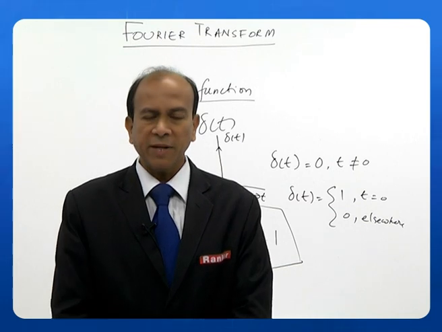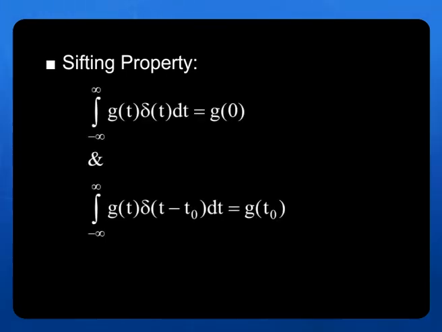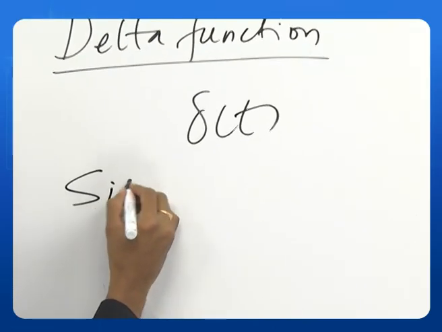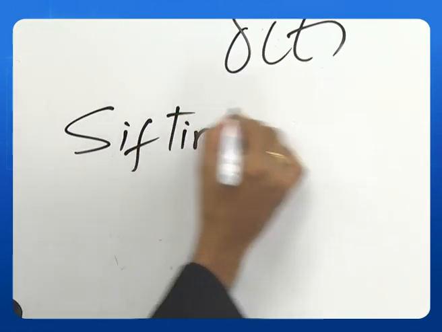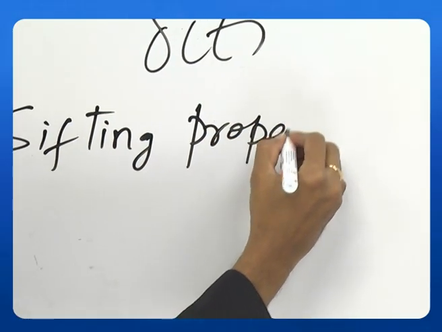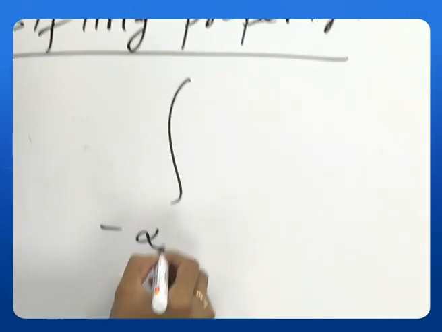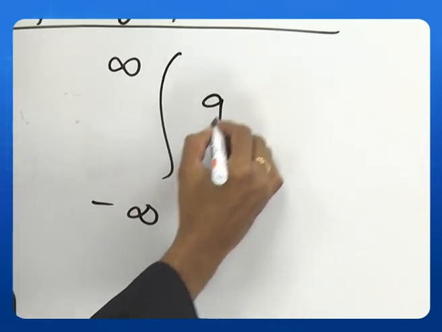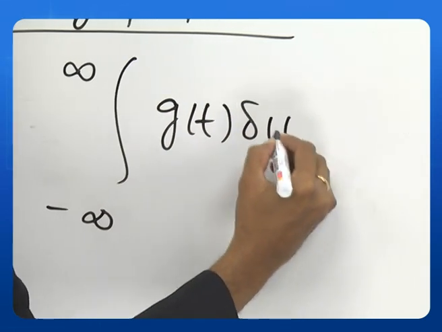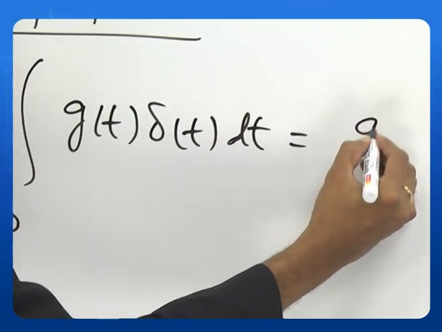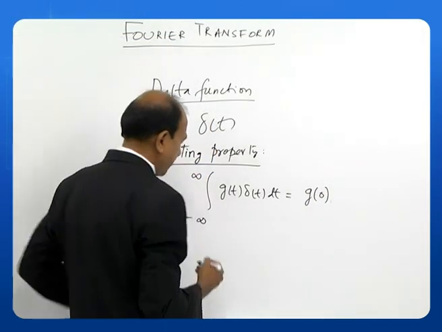This is possible only if this amplitude is infinite. Then let us see some properties of the delta function. The first property is called the shifting property. So what does it say? It says the integral from minus infinity to plus infinity of g of t delta of t dt is equal to g of 0. So what does it mean? What does the shifting property say? It says I am integrating between minus infinity and plus infinity a function g of t and delta of t dt, then this value is equal to g of 0.